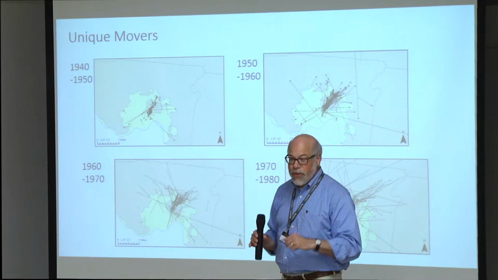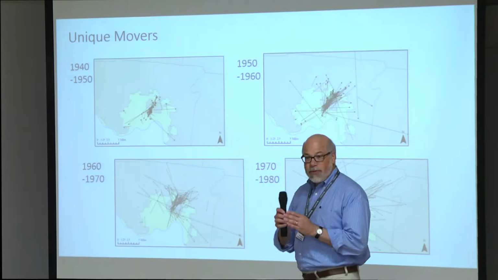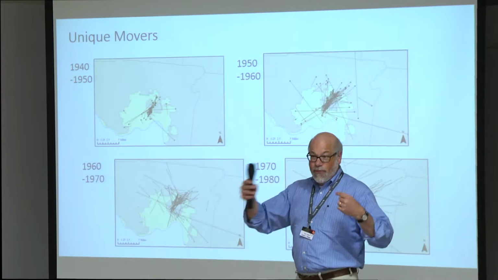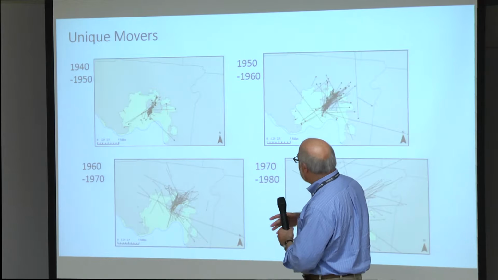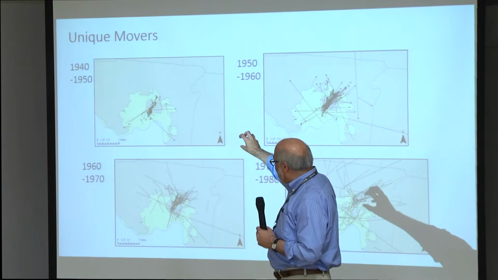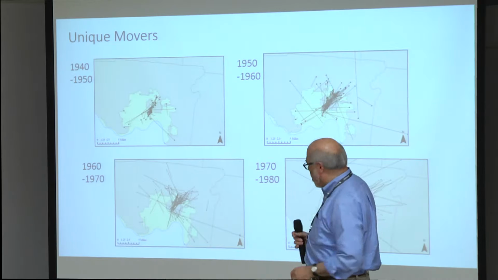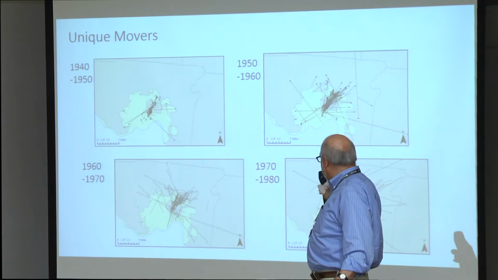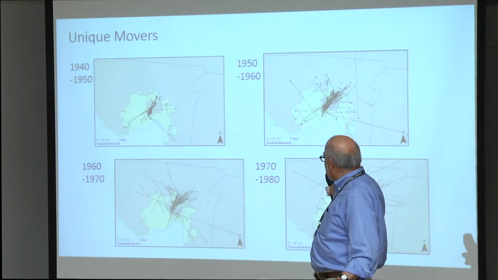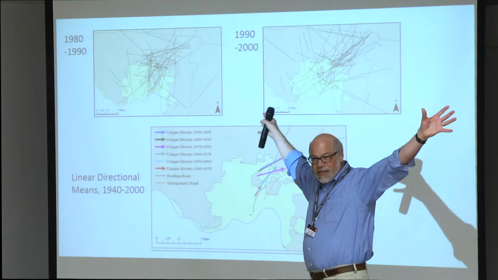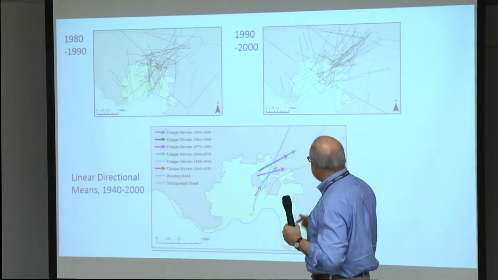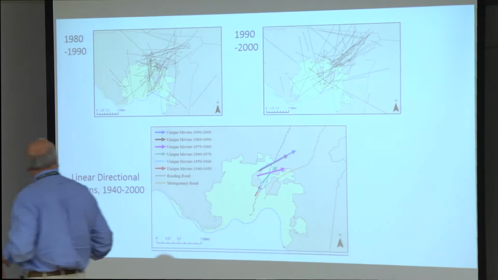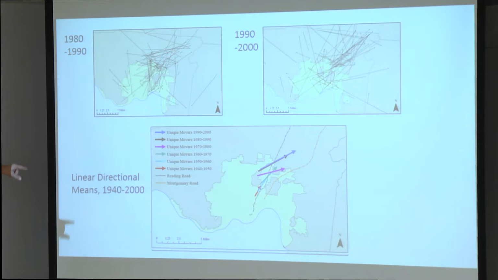That's a unique mover. So when I look at the unique movers by the distance that they move from one place to another in each decade, you see how they're moving within a very tight area earlier on. As we move further through the decades, look what happens. Look at the dispersion that continues until they're moving all over the place, and each move is actually a longer distance. Here we have linear directional means, which is essentially the average of all of that, both in direction and in length.